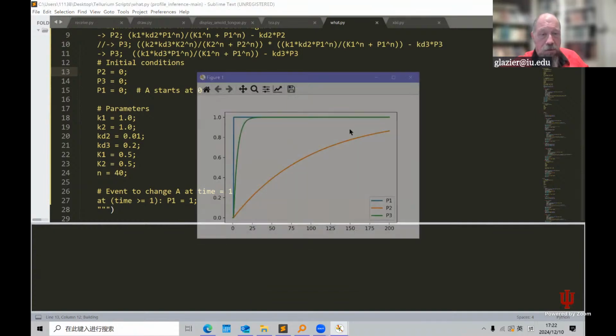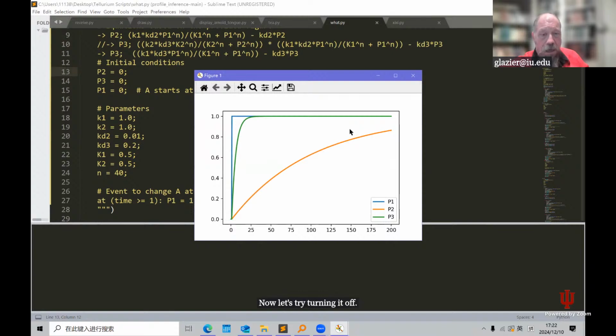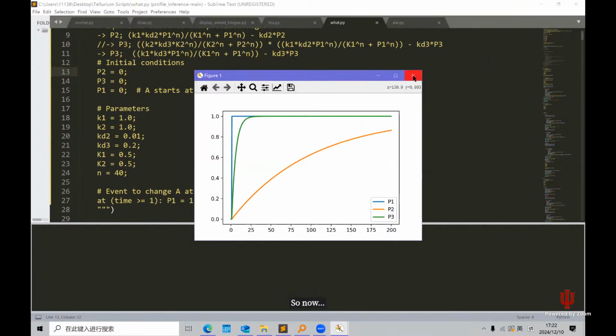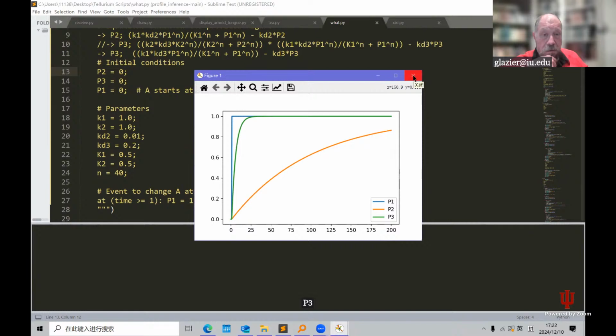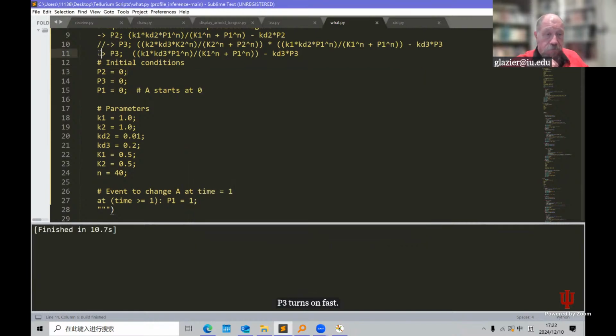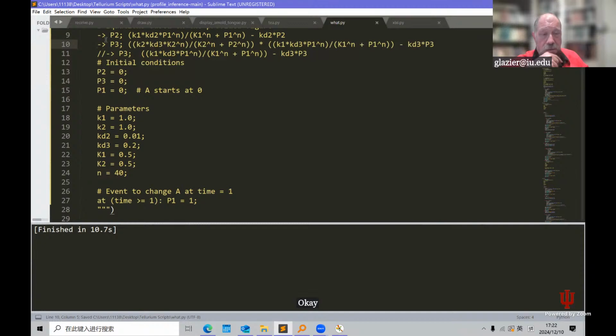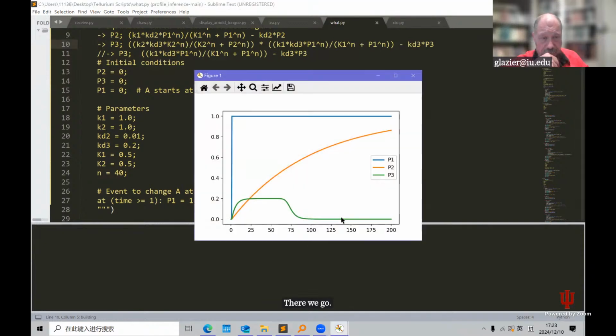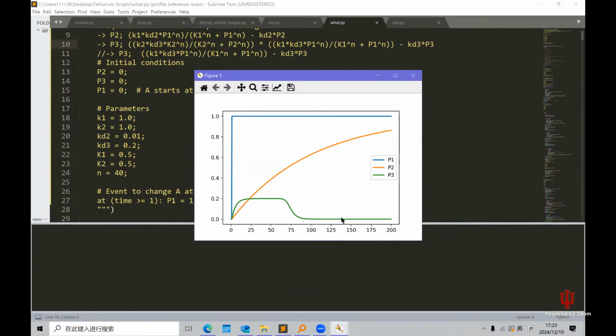Now let's try turning it on. So now P3 turns on fast. Okay. Now undo that one, but we have to fix that. Okay. Now put 10 back. There we go. Now you got it.